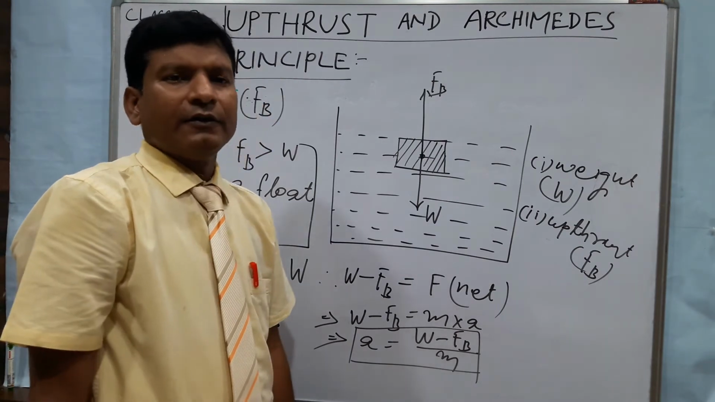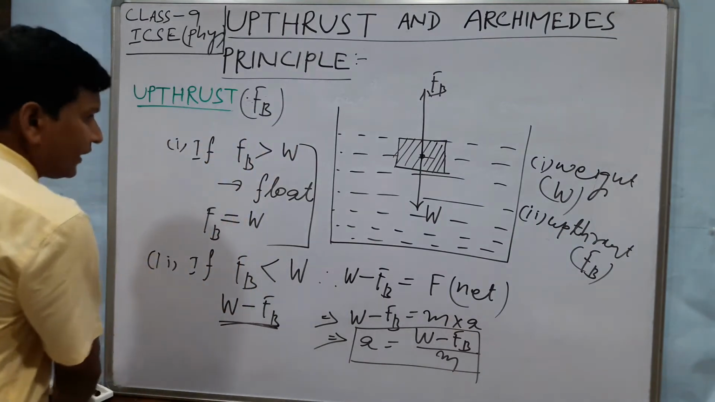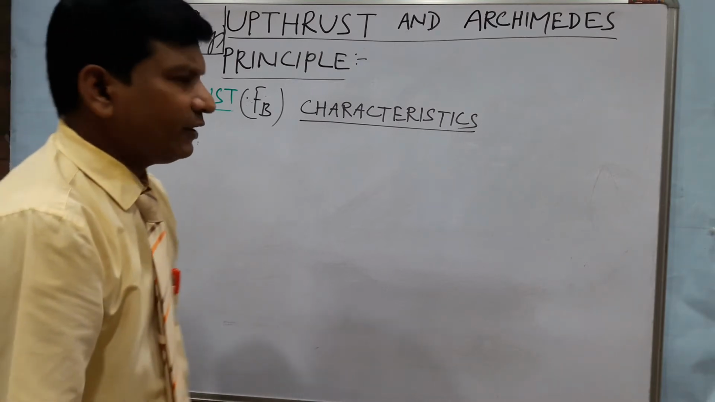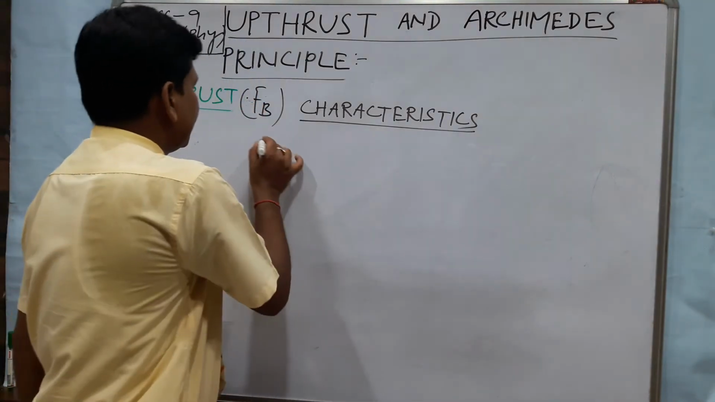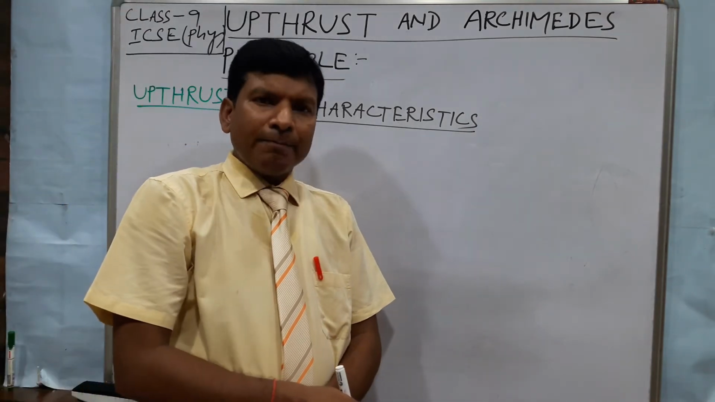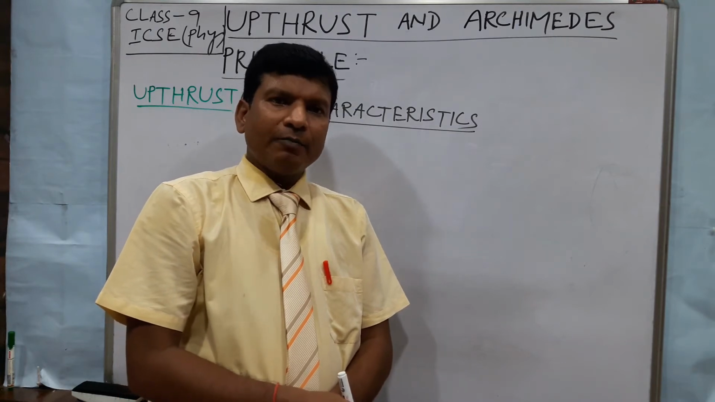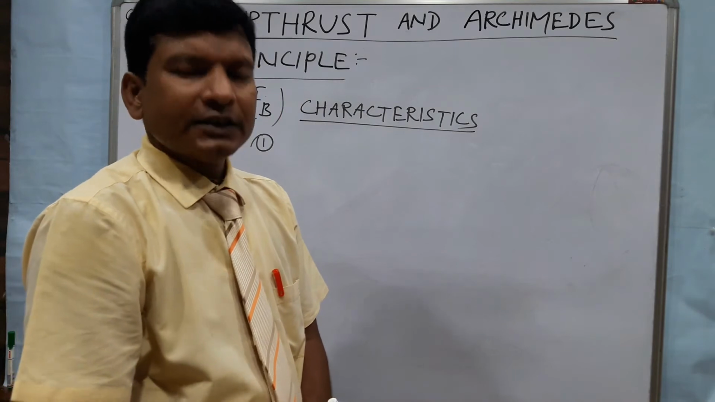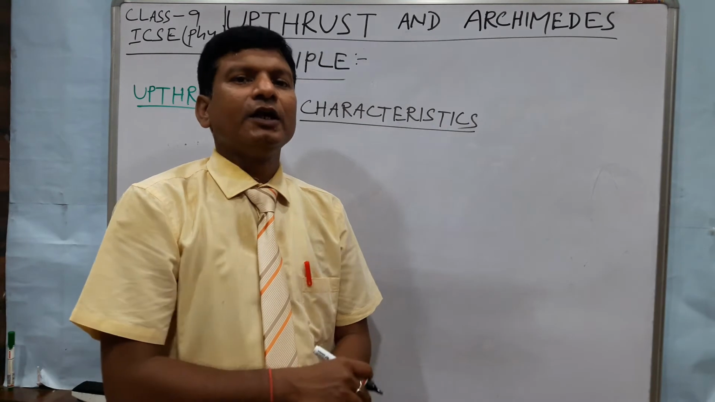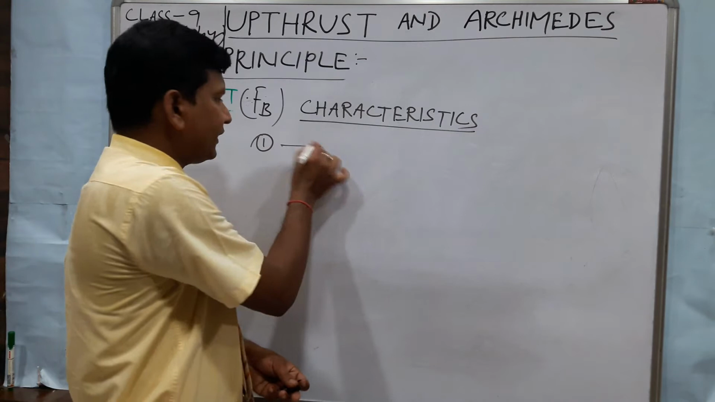Let us discuss now the characteristic properties of the upthrust. So what are the characteristic properties of upthrust? Number one, remember, if the volume of the submerged part of the body is more, then the upthrust acting on the body will be more. That means if the volume of the immersed part of the body in the liquid is more, then the upthrust acting will be more. That is the first characteristic.